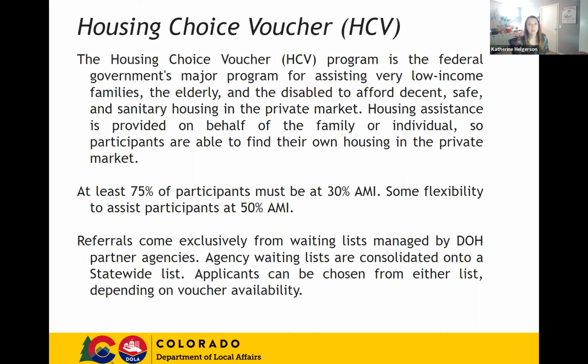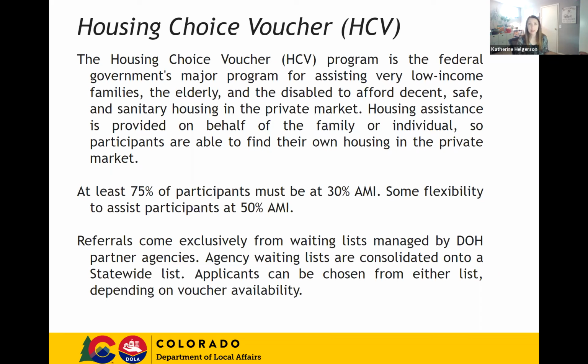In the Housing Choice Voucher Program, our referrals come exclusively from the waiting lists at your agencies that you all manage. And then we take those individual agency waiting lists and we combine them into our statewide waiting list. And then we can choose applicants from either list. So if your agency has turnover, you need to pull someone else from the waiting list. You can pull from your waiting list. If you have a voucher that turns over, but you don't have a current active waiting list, then we can pull from our statewide list.